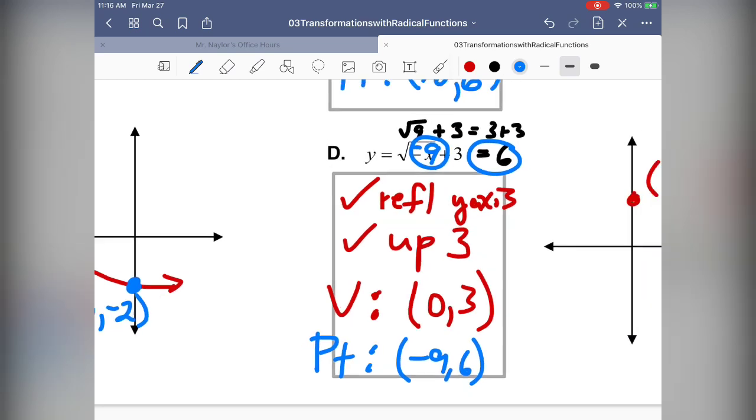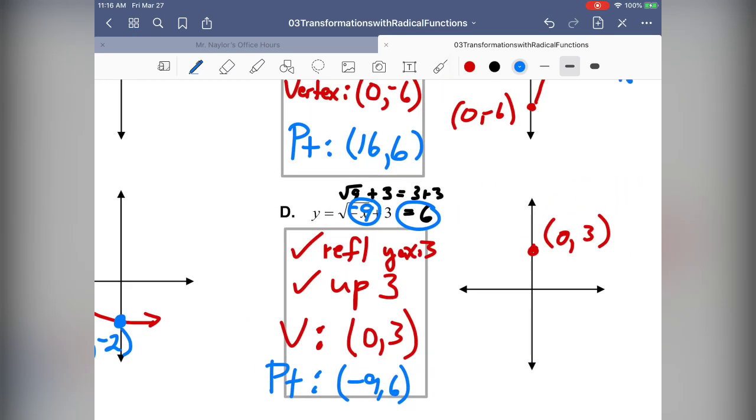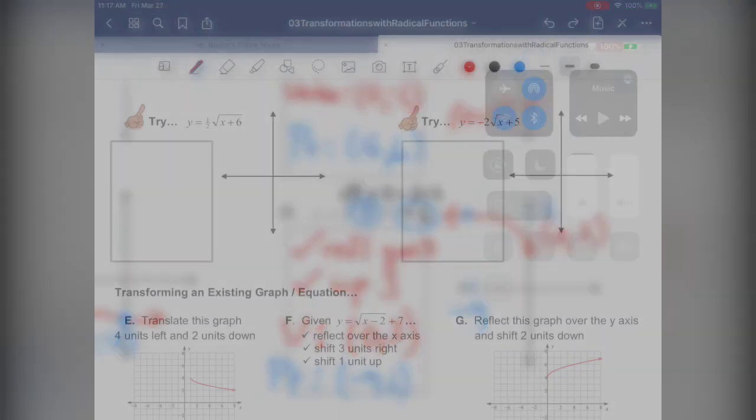Now, the interesting thing is, is the point -9, 6 going to make sense? Well, in fact, it is going to make sense because we know that this graph was reflected. And since it's reflected and going to the left, it's going to have to pass through this point. It does. And one more time, everything ties together nicely.